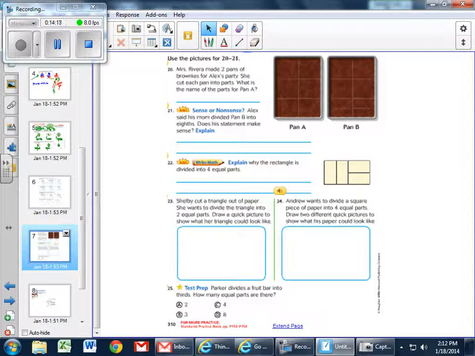Number 20, Mrs. Rivera made 2 pans of brownies for Alex's party. She cut each pan into parts. What is the name for the parts of pan A? So here's pan A, and we need to figure out how many brownies she made. How many brownies did she make? She made 6 brownies, so what's the fractional name for that? Is sixths.